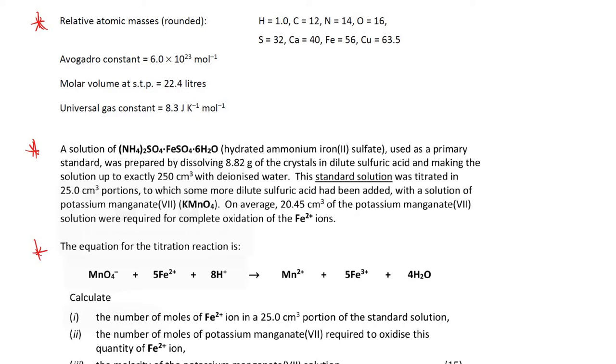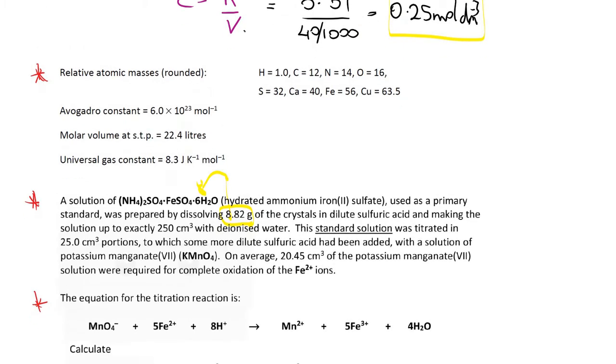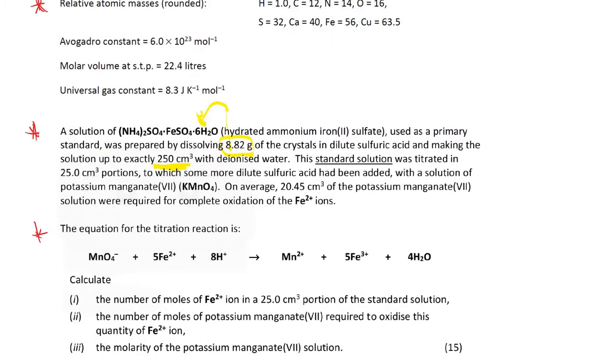To start with, if I was answering this in the Leaving Cert, I would highlight some of the figures that were given. So we're told that there's a solution of hydrated ammonium iron sulfate as a primary standard prepared by dissolving 8.82 grams of the crystals in dilute sulfuric acid. So we know that this is related to this. We're going to be able to work out the number of moles of this using the grams, and we're going to be told the volume, so we can work out the concentration of that. The standard solution was titrated in 25 centimeters cubed portions, and we're told the volume of the potassium permanganate that was required.